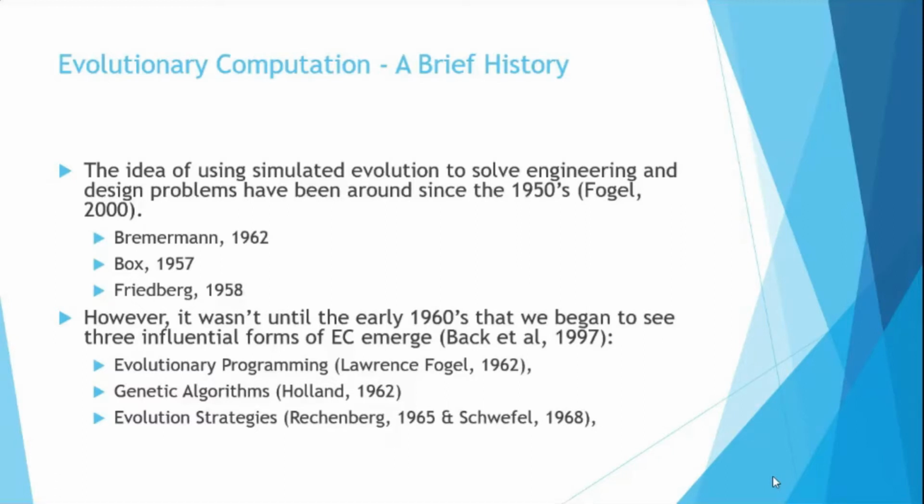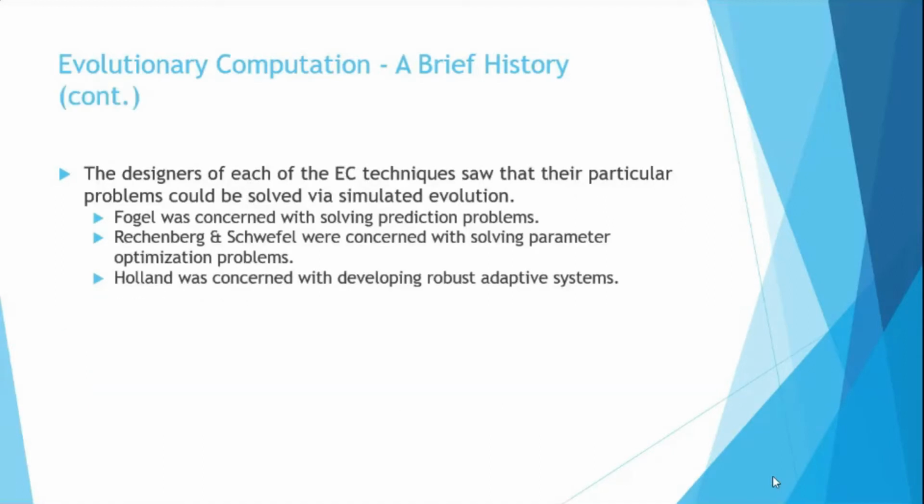In evolutionary programming as well as evolution strategies, most of these methods were specific to each of the problems. Even though the genetic algorithm was started in 1962, the first available publication, if I remember correctly, is in the 1970s. So the designers of each of the EC techniques, that is evolutionary computation techniques, wanted their particular problems to be solved via simulated evolution. So these evolutionary computations were developed for solving particular problems, not a generalized problem.